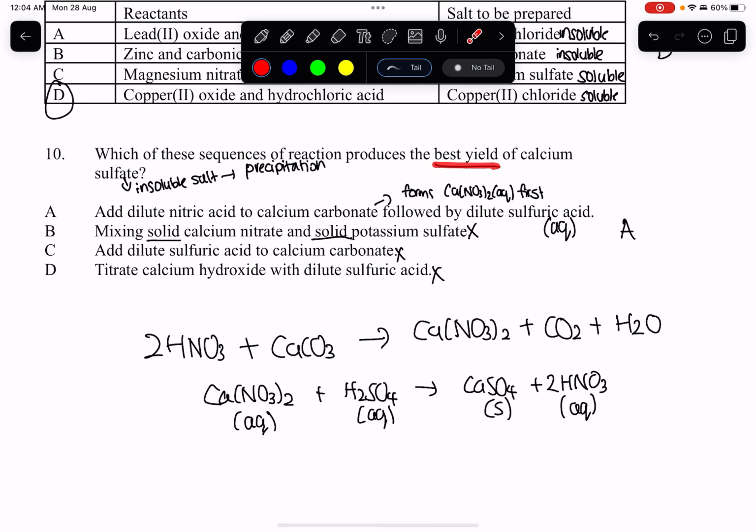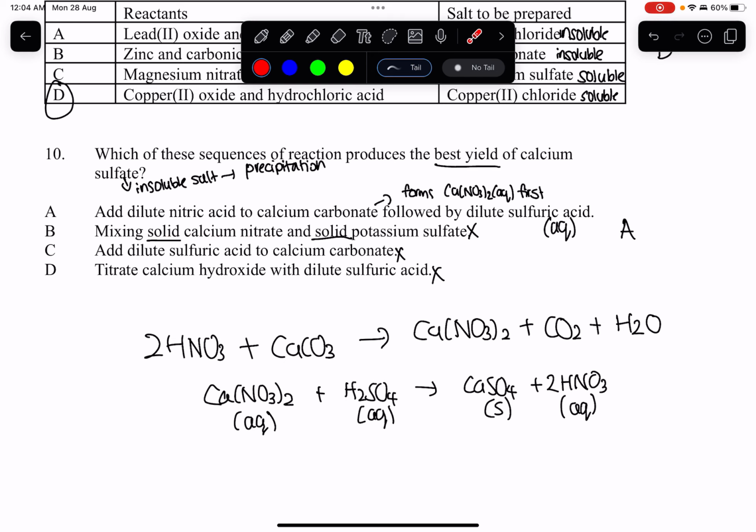Okay, the best yield means that you have to use the most suitable salt preparation method. Because calcium sulfate is an insoluble salt, you have to use the precipitation method to get the best yield. So immediately C and D are wrong, because C is insoluble MCB plus A and D is titration. Why is B wrong? Because B is mixing two solids together, it doesn't work. So the answer has to be A.